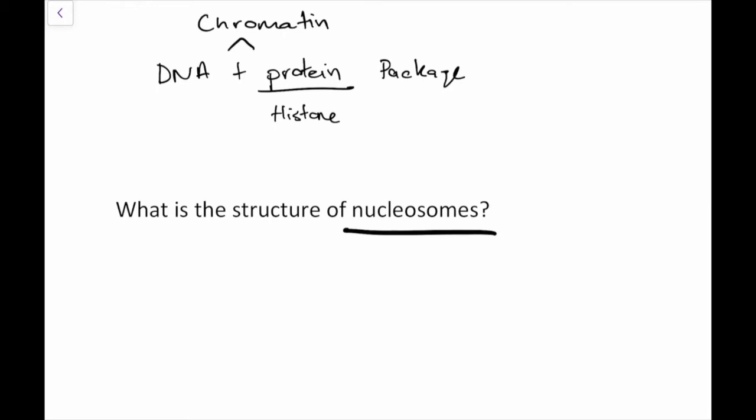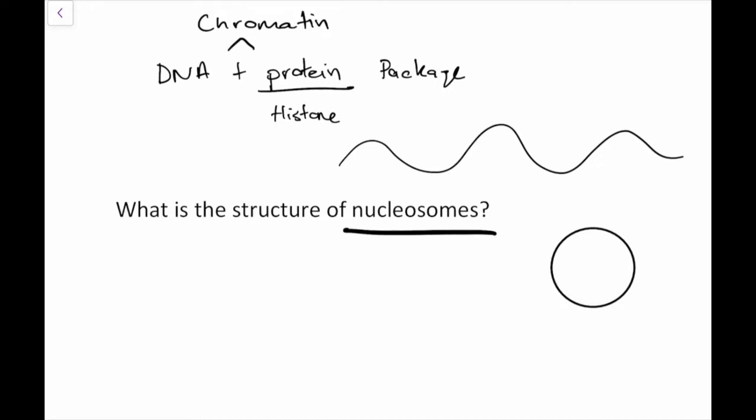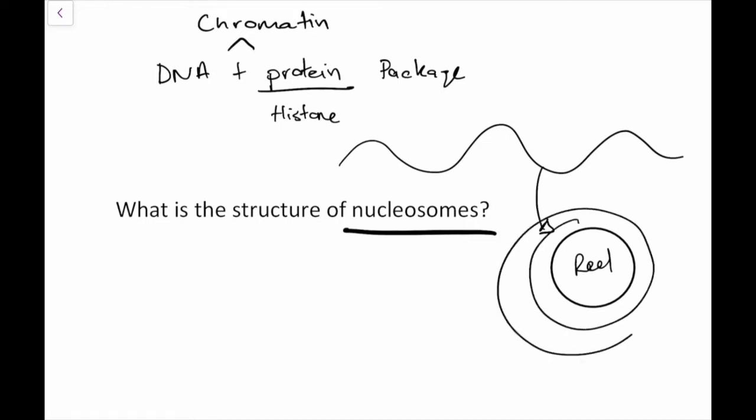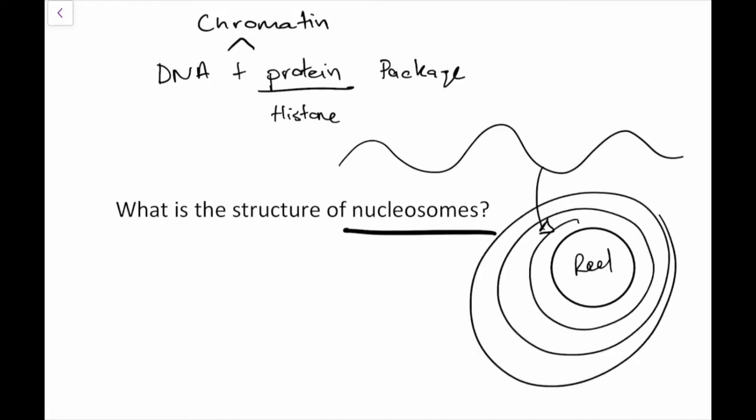So if you think about if you had a very long piece of string, the way that we keep string packaged is that we wind it around a reel. So we can get lots and lots of string around a reel in a very condensed way rather than just having all of the string by itself. And so a nucleosome is the version of the reel. It's a protein reel around which we're going to wrap the DNA.